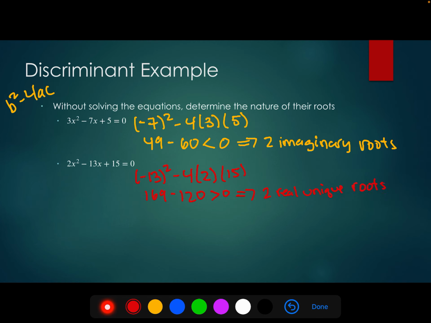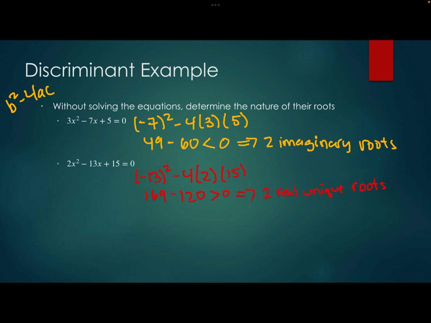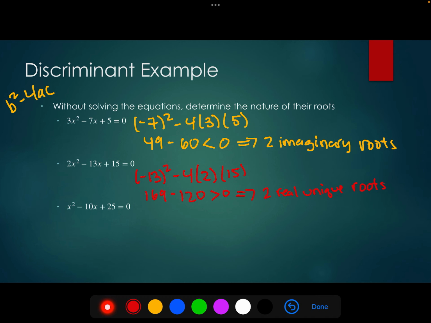All right, let's take a look at one more. And for this one, you can go ahead and try this on your own first. Pause the video, take a shot at it, and then resume the video, and let's go over and see if we got it correct. So for the last one, we have x squared minus 10x plus 25 is equal to 0. So you can go ahead, pause the video, try it out.